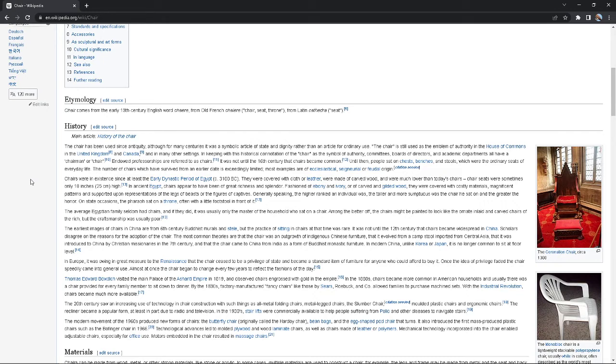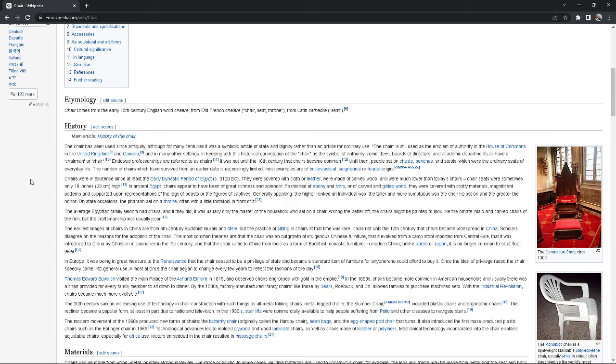The 20th century saw an increasing use of technology in chair construction, with such things as all-metal folding chairs, metal-legged chairs, the slumber chair, molded plastic chairs, and ergonomic chairs. The recliner became a more popular form, at least in part due to radio and television. In the 1930s, stair lifts were commonly available to help people suffering from polio and other diseases to navigate stairs.